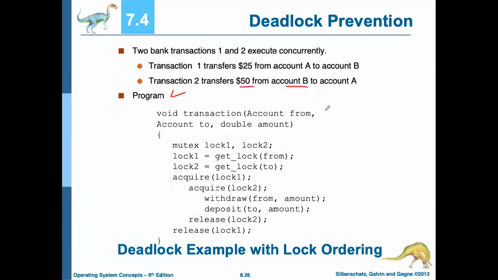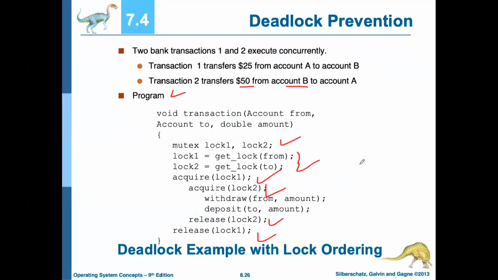This is where we got this new tag. We use a lock. Then you can see we need to apply acquire lock 1 and then acquire lock 2. We got 2 transactions right now, so withdraw, deposit, and release lock 2 and also lock 1. So this is the lock example with a lock ordering.